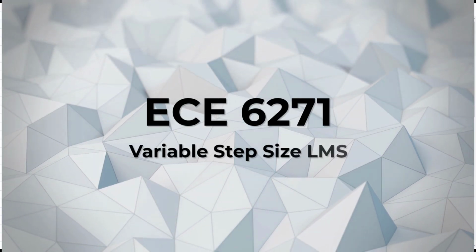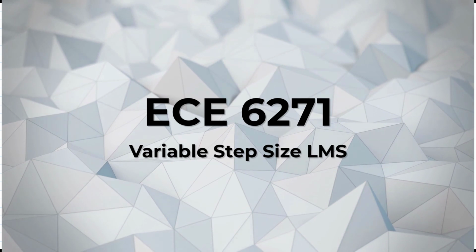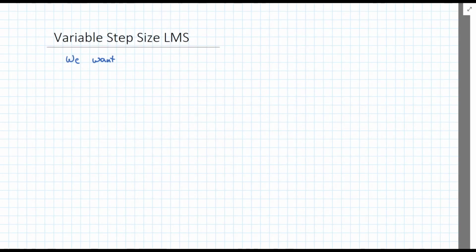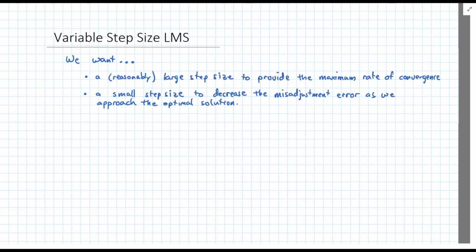We've been building toward variable step size LMS algorithms for a while. In our discussions, I think it has become clear that having a large step size provides a nice, fast rate of convergence, provided it's chosen appropriately. But having a small step size can decrease the misadjustment error as we approach the optimal solution. Finally, we would like our step size to be responsive to changes in the signal, as we discussed with the normalized LMS filter.